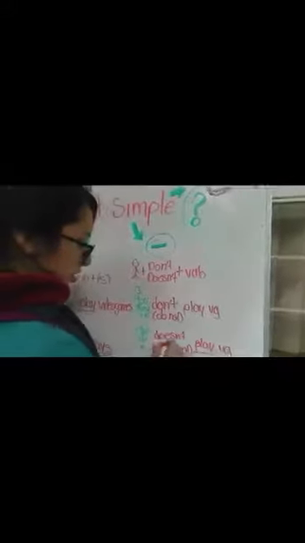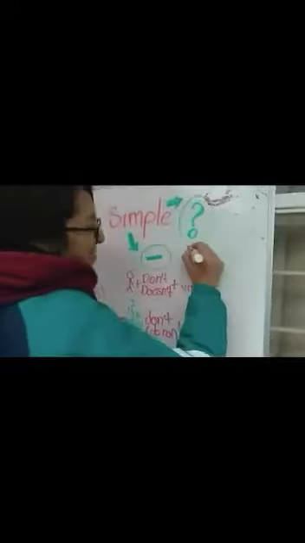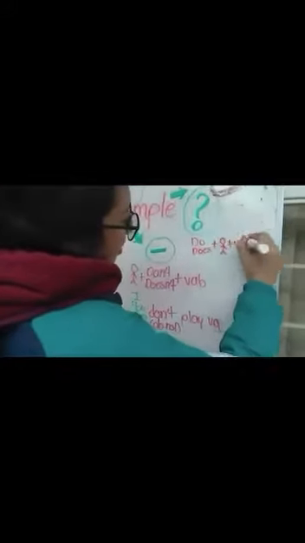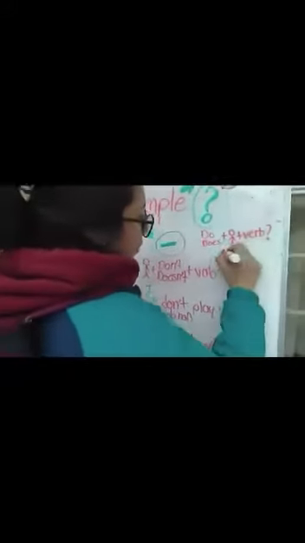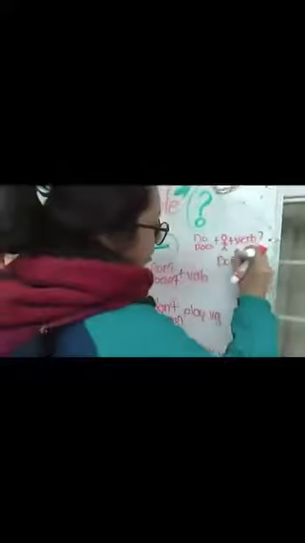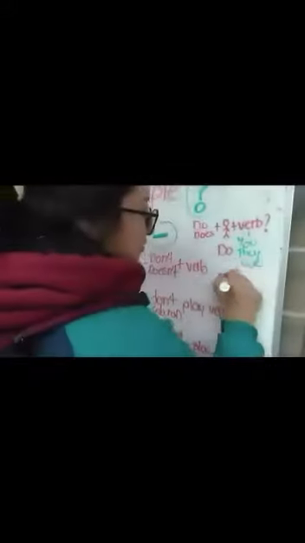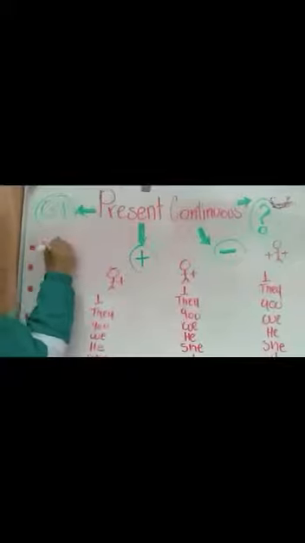Finally, in interrogative form, we use first do or does plus subject and finally verb. We use do for I, you, they, and we. For example, do you play video games? And does for she, he, and it. For example, does she play video games?